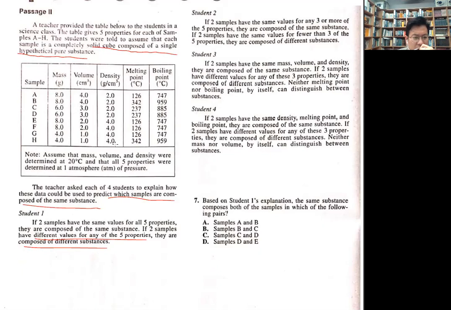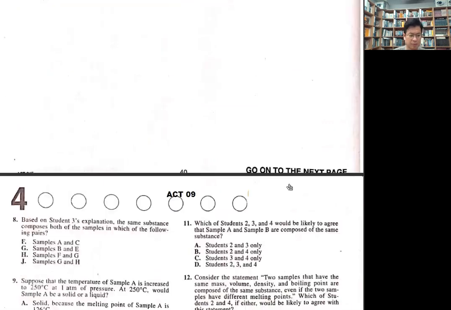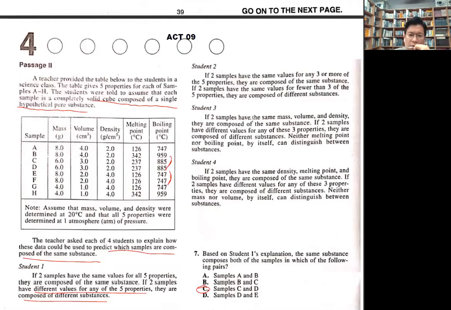Same substance means basically the boiling point and the melting point are the same. That's like the same substance. So C, D, or E, F, right? So C, D. Student 2: two samples with the same value for three or more properties are composed of the same substance. Two samples with the same value for fewer than 3 are different substances.